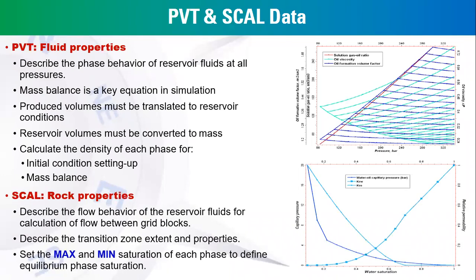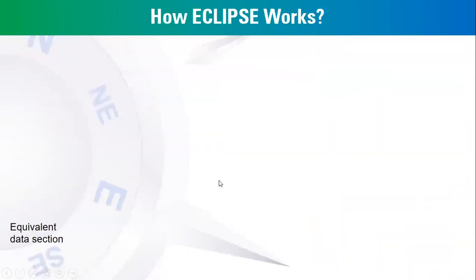And for scale data like relative mobility data and capillary pressure, they will be used to define the transition zone between the oil and water, and set the minimum and maximum saturation for every phase in the reservoir. Also, scale data will control the relative mobility of every phase in the presence of other phases, or in other words, the relative mobility curve.